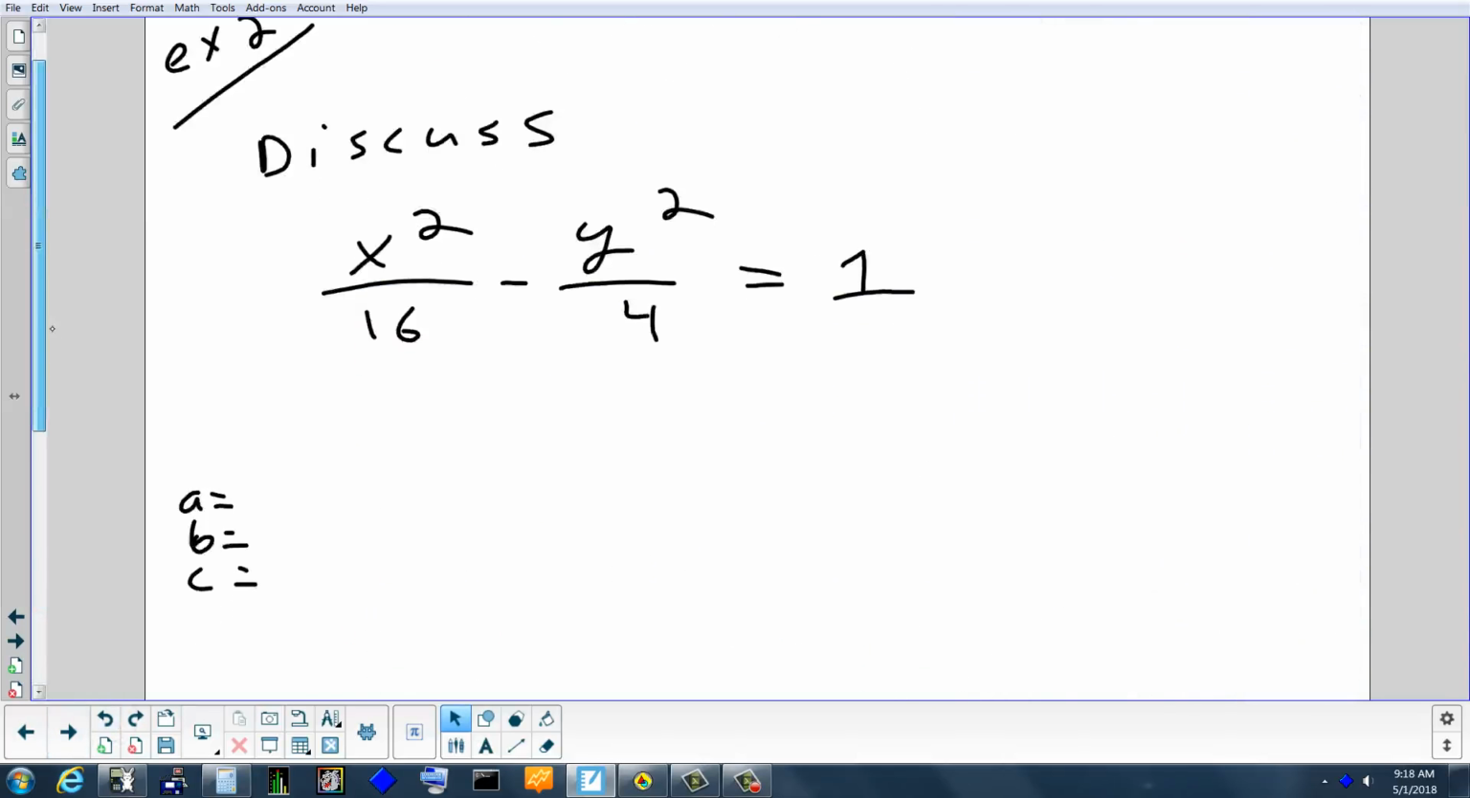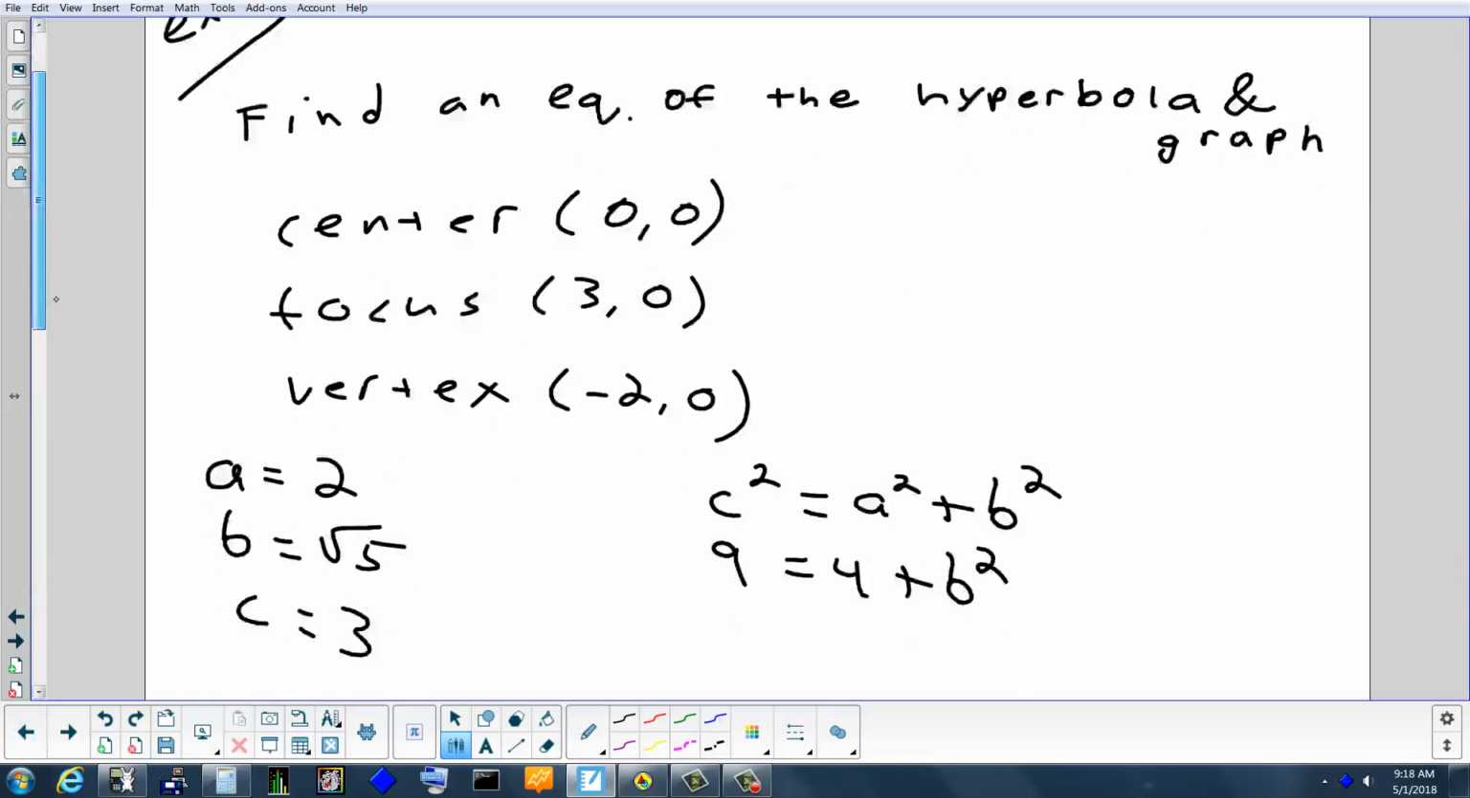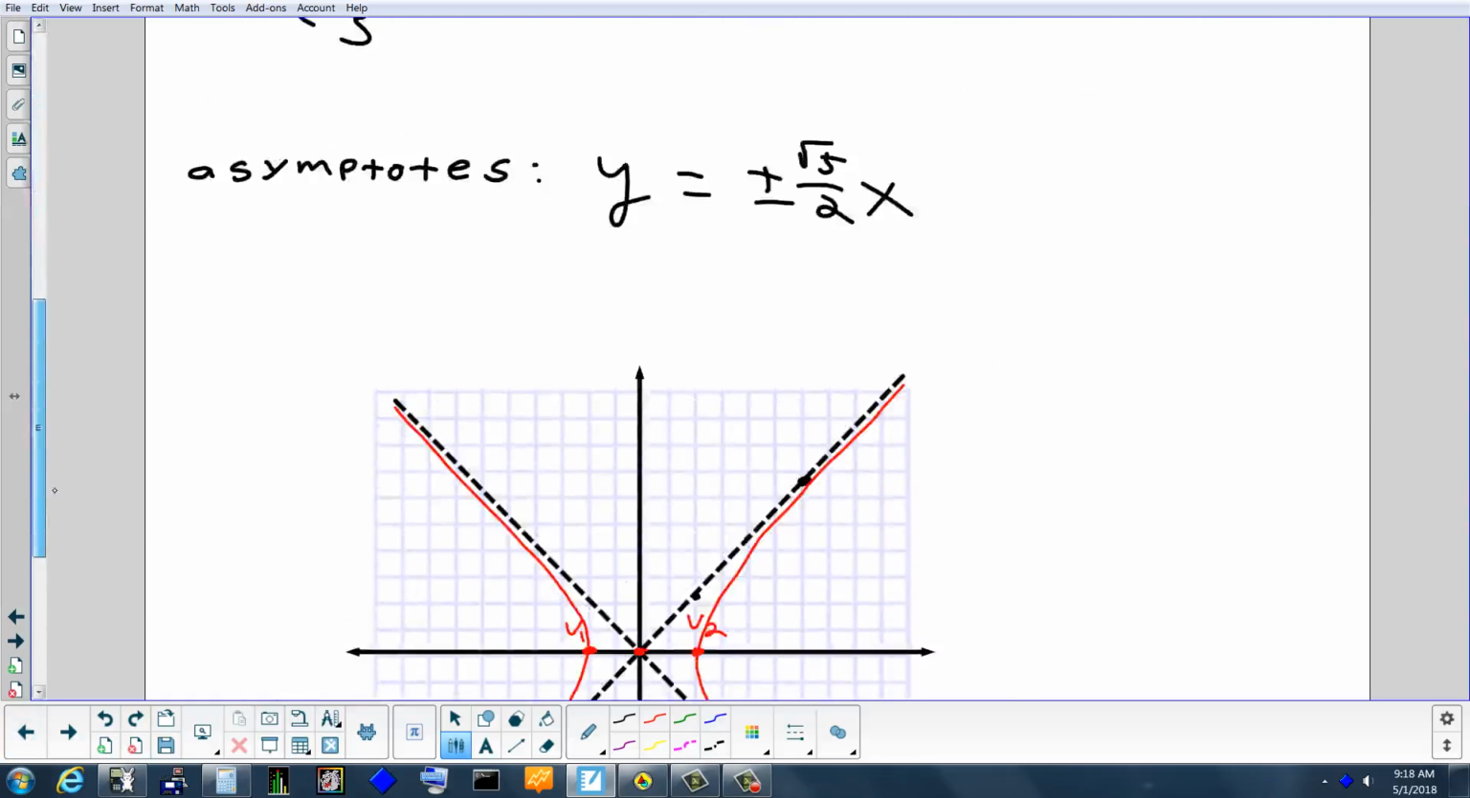All right, so let's look at this one. This says to discuss. So now, in addition to telling me the vertices, the center, the foci, the direction of the transverse axis, I also want to know the asymptotes. For the last problem, it said find equation and graph, so we didn't do the equation yet. Oh, we didn't do the equation. Yes, we can do that.